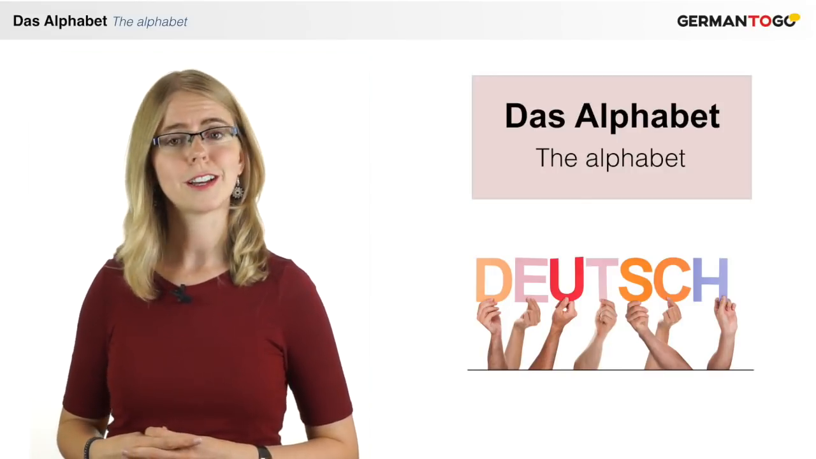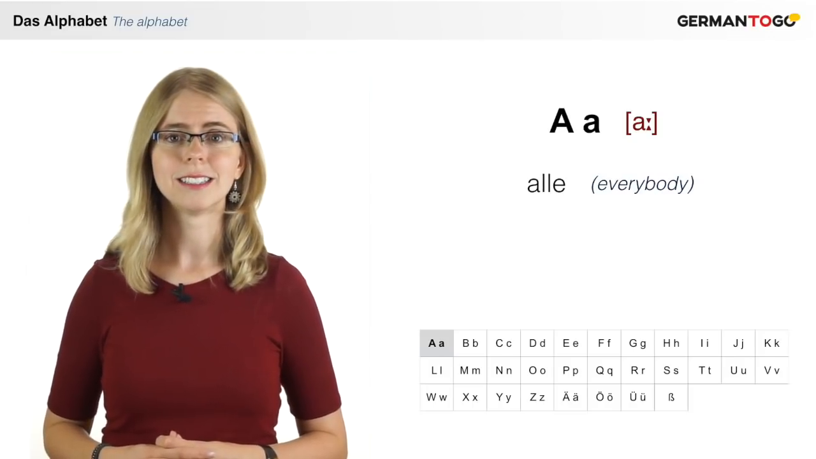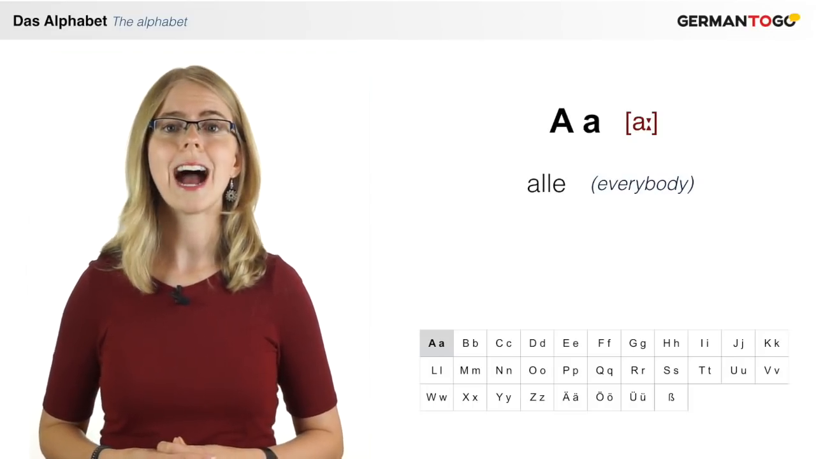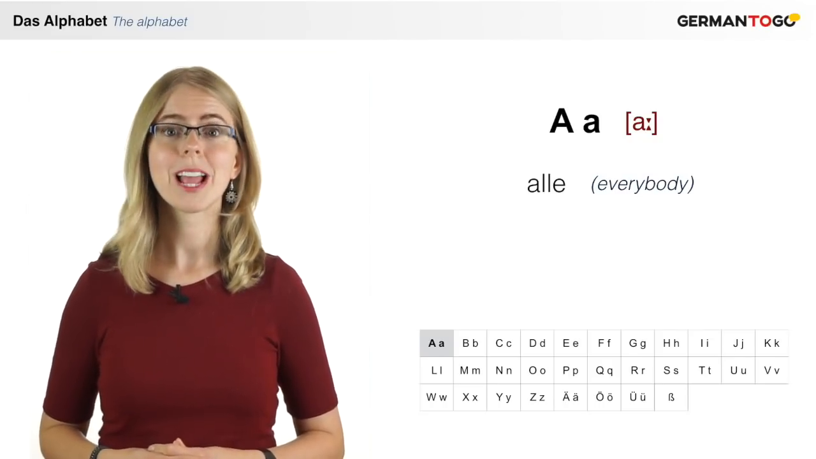Let's start with the letter A. In German, that is A. A. And the example word is alle. So can you repeat after me? A. Alle.